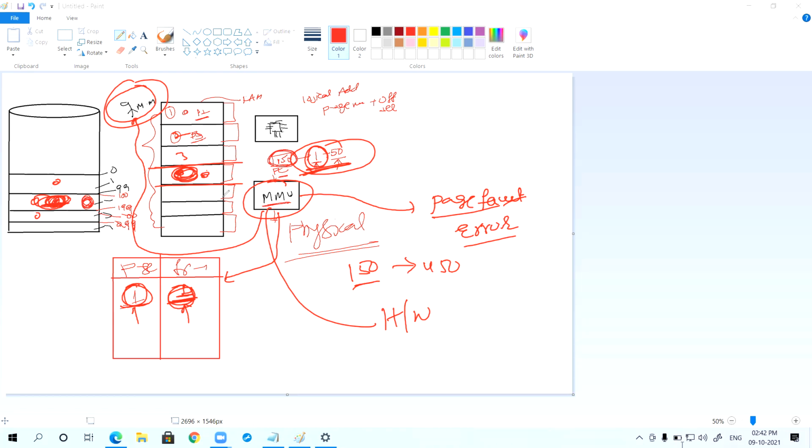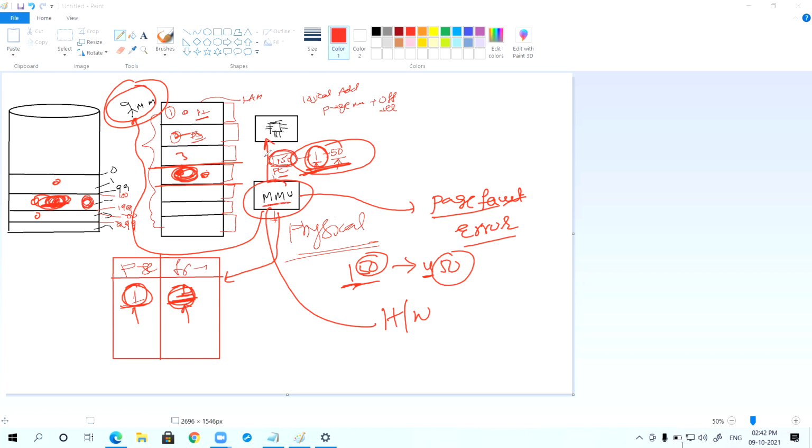All of you are getting the point? What is this 50 here, as per our discussion? Offset. What is this 1 here? Page number. Now it got 4, the frame number, so 450. Now this will be given to the CPU, and that will execute.